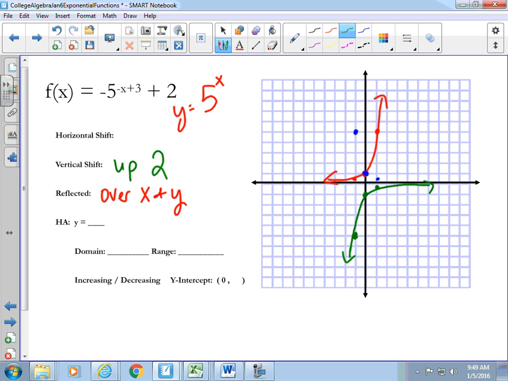Okay, very good. The 3 causes a horizontal reflection. Now, we need to talk about left or right, and that's where the trick comes in. Normally you would say left because it's plus 3, right? Look back at your note card. How do you find left and right shifting? How do you find that?